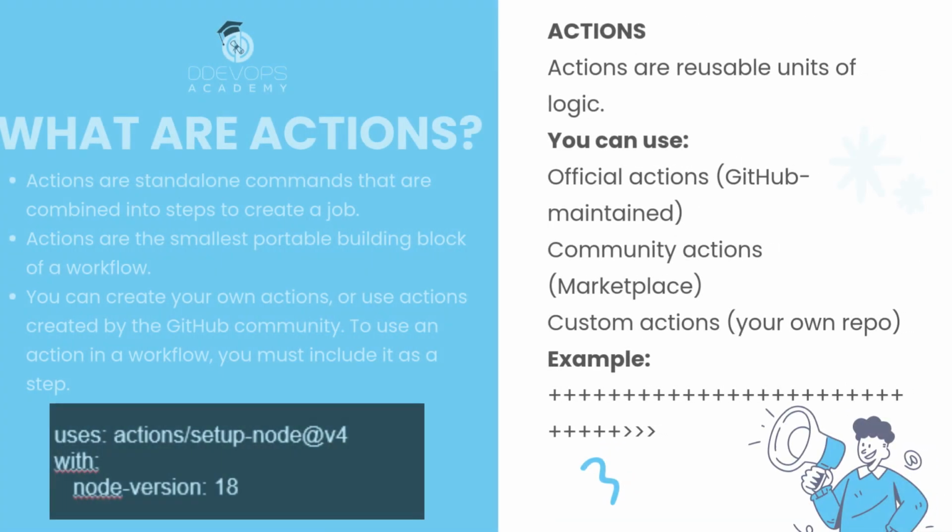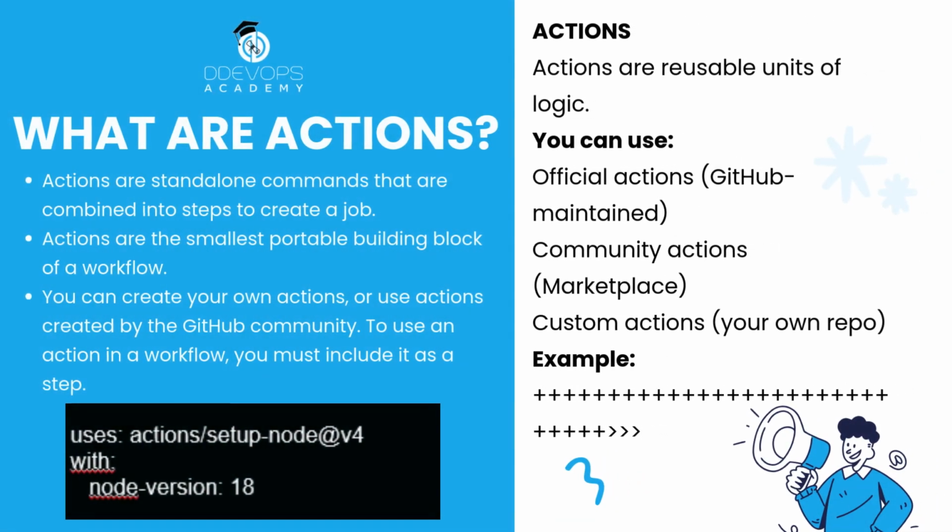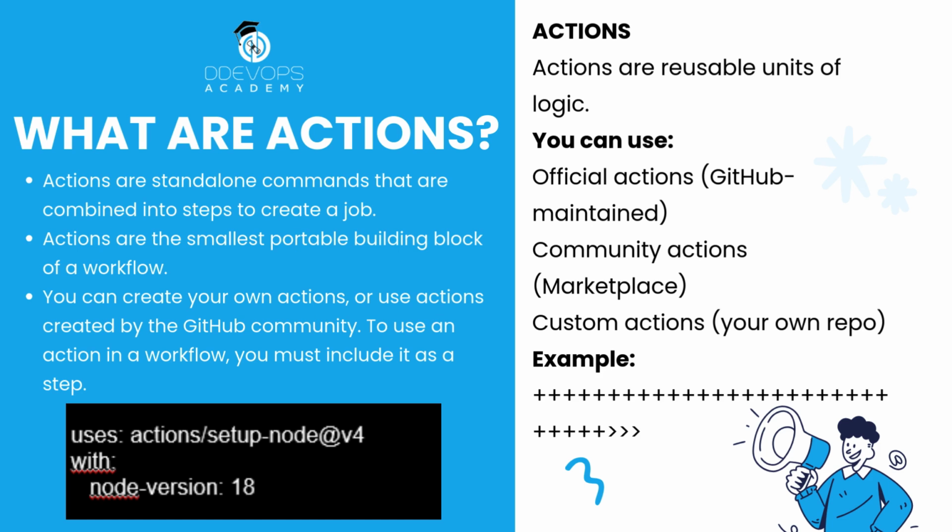Let's talk about actions. In GitHub workflows, actions are the smallest reusable units of logic. They're standalone commands you combine into steps to build jobs. You can use official GitHub actions, community-contributed ones, or create your own. For example, setting up Node.js with a single line. Just plug it into your workflow and go.